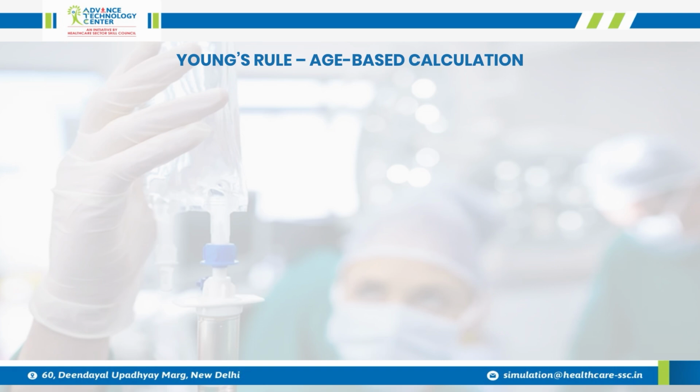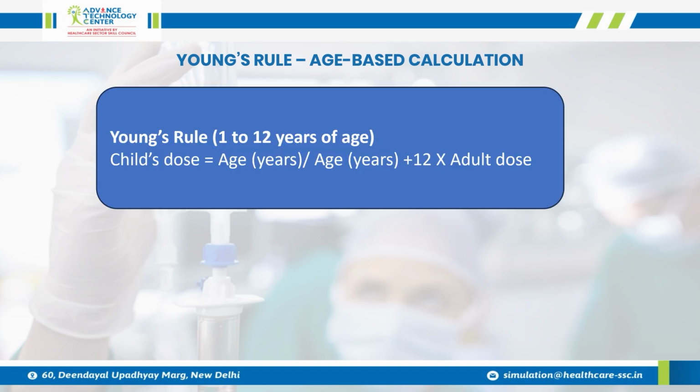Young's rule, age-based calculation. Now, let's look at Young's rule, which is used for children 1 to 12 years of age. The formula is child's dose equals the child's age in years divided by age plus 12, multiplied by the adult dose. This helps us adjust an adult dose safely for a child based on age.